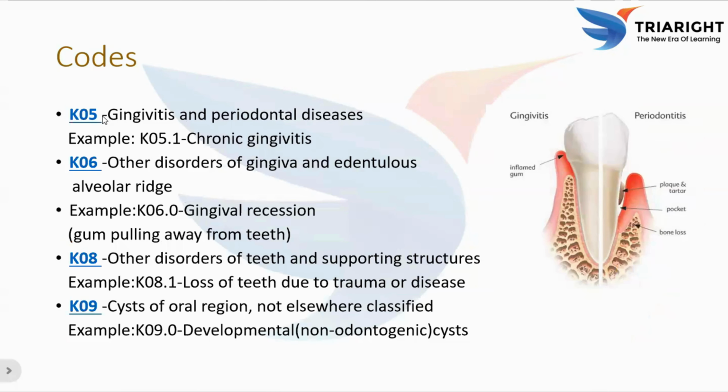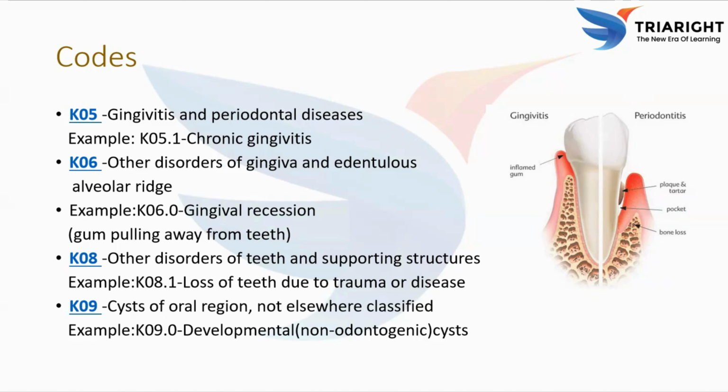And coming to the next code, K05, what is it? Gingivitis and periodontal diseases. Here you can see a clear picture of a tooth. This side indicates the gingivitis and the other side indicates the periodontitis. In both you can clearly see the inflammation in the picture. So what is the difference here? You can see it in the picture.